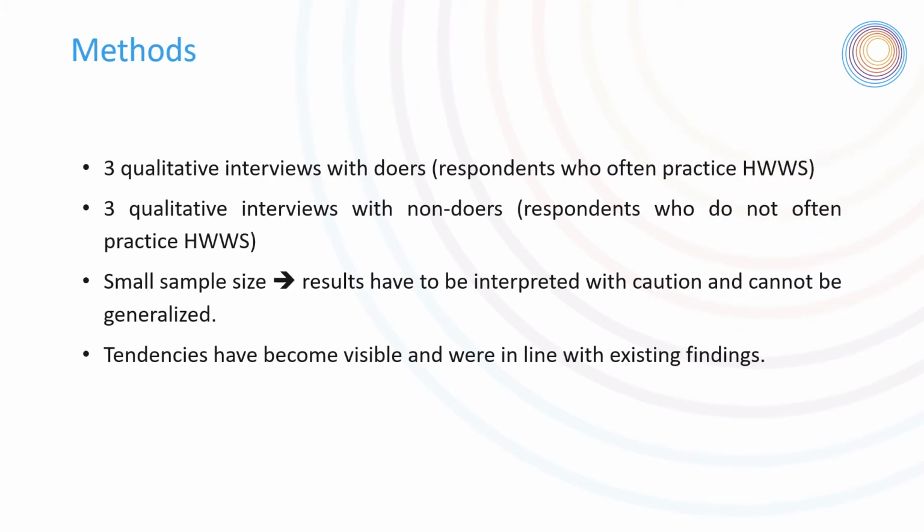In total, 6 qualitative interviews have been conducted. 3 qualitative interviews were done with doers, meaning with respondents who do often practice handwashing with soap and water, and 3 qualitative interviews have been done with non-doers, meaning with respondents who do not often practice handwashing with soap and water. Due to the small sample size, the results have to be interpreted with caution and they cannot be generalized. Nevertheless, tendencies have become visible and they were in line with existing findings in handwashing research.